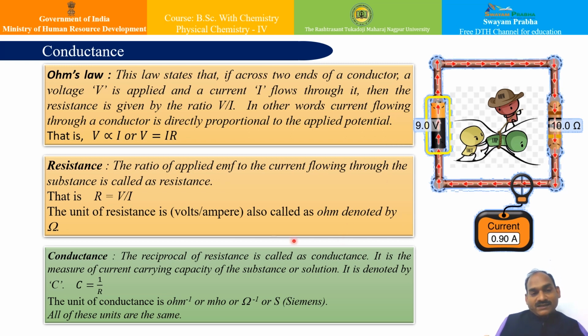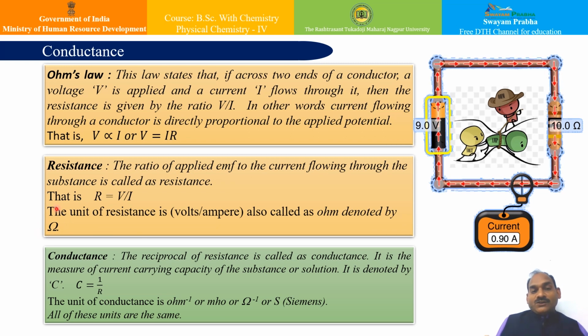Now this resistance, as we have seen, is nothing but the ratio of applied EMF to the current flowing through the substance, and it is given by R is equal to V upon I. We usually represent the unit of resistance as volt per ampere, and it is also called ohm, denoted by this Greek letter.